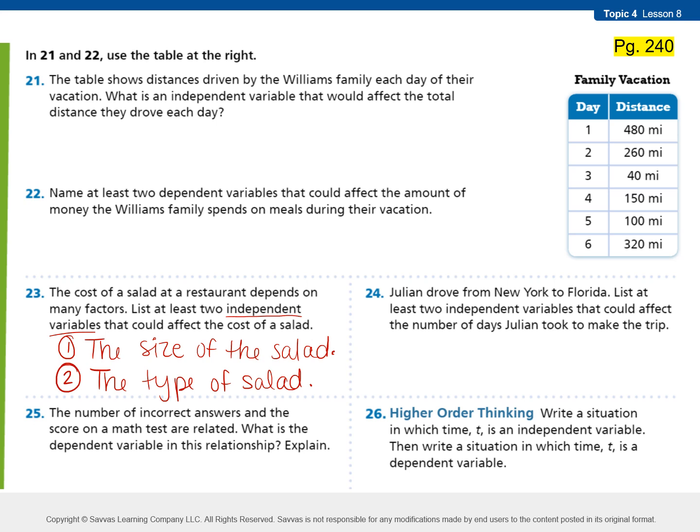Look at number 25. The number of incorrect answers and the score on a math test are related. Which one would be the dependent variable? Which one's going to have the biggest change? My incorrect answers or the actual score? So the one that's depending on the other, hopefully you said was the score. The score is depending on how many problems you get correct or incorrect.